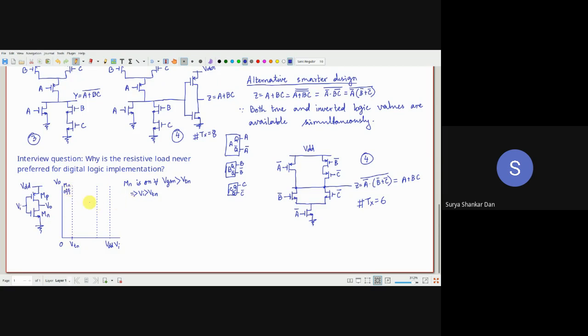Correct? As we said, MN is on for all VI greater than VTN. So here MN is off. If MN remains off, the output voltage will be shorted to VDD. And in this region MN is on. I'm not writing the "on" because it will become very crowded over here.